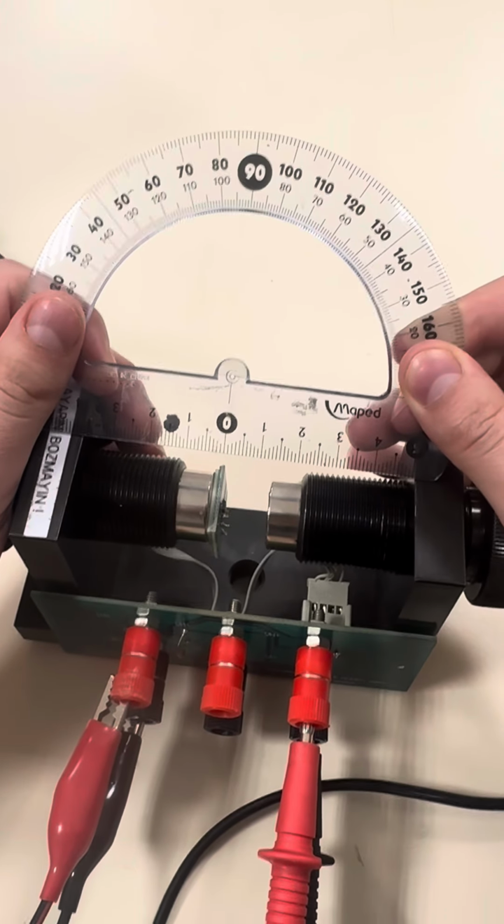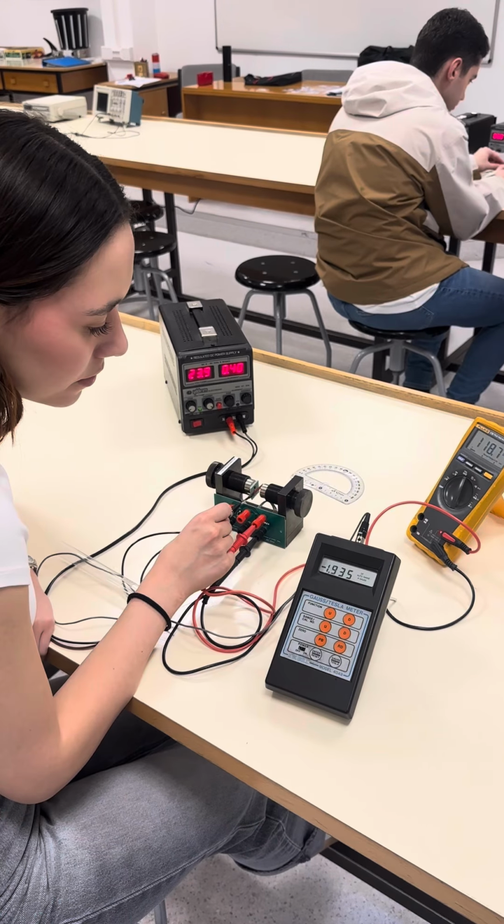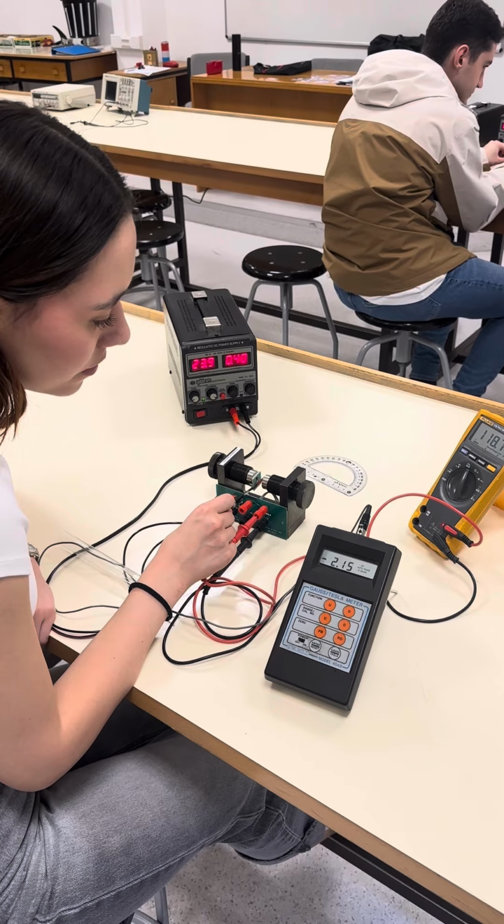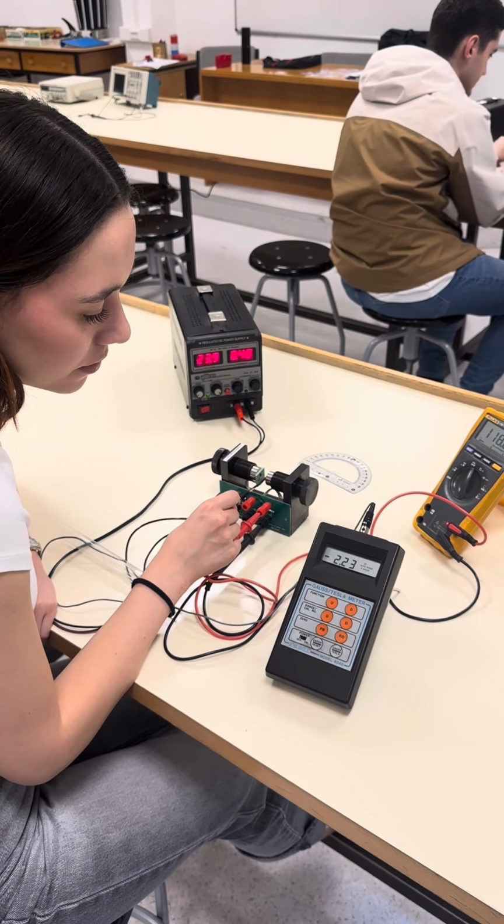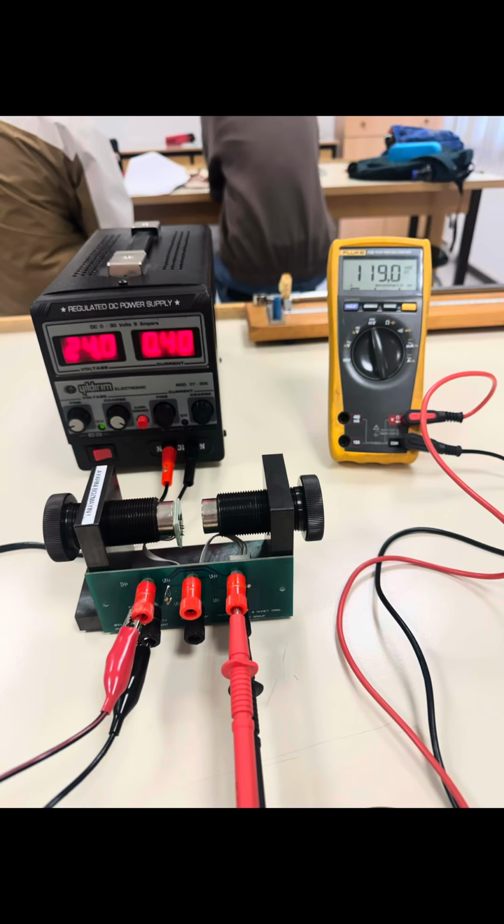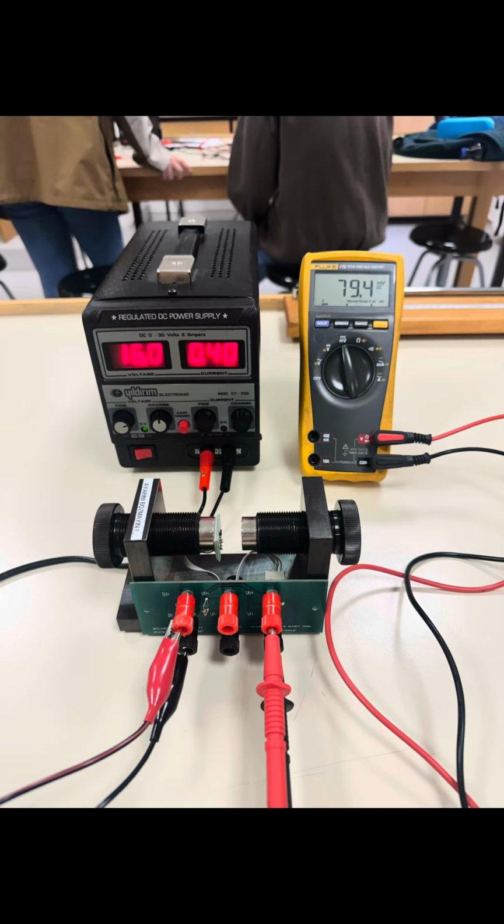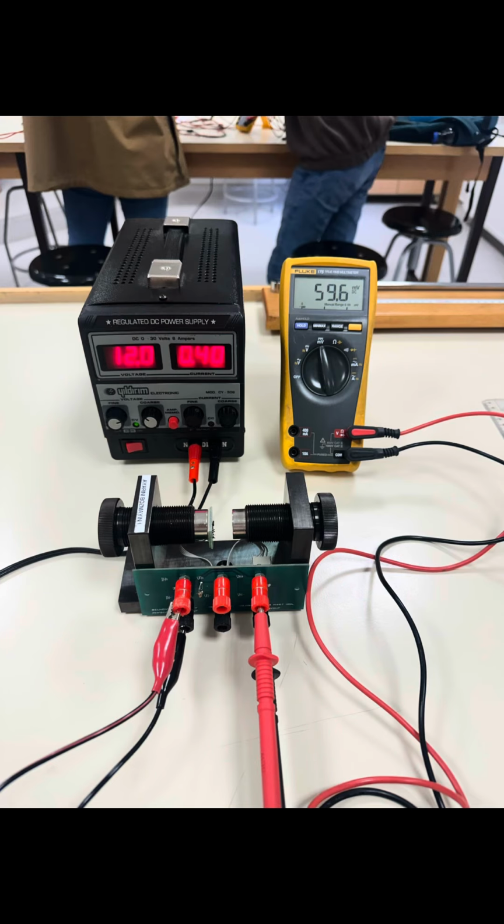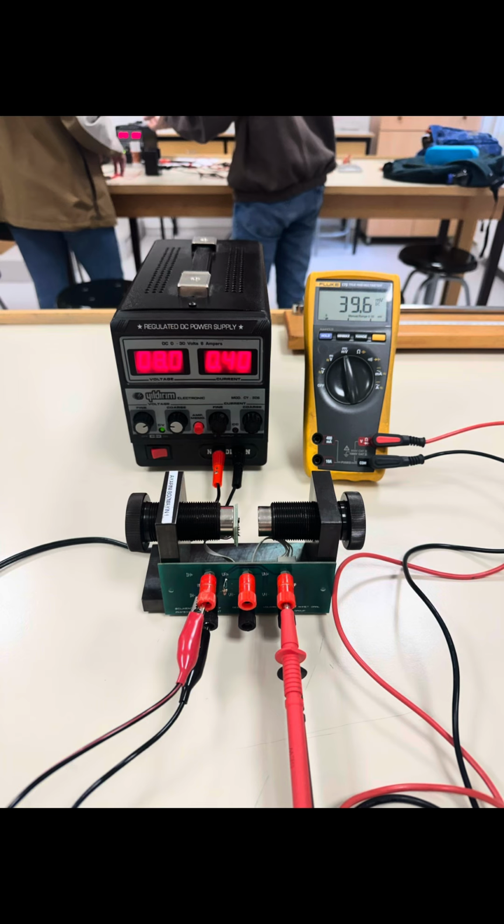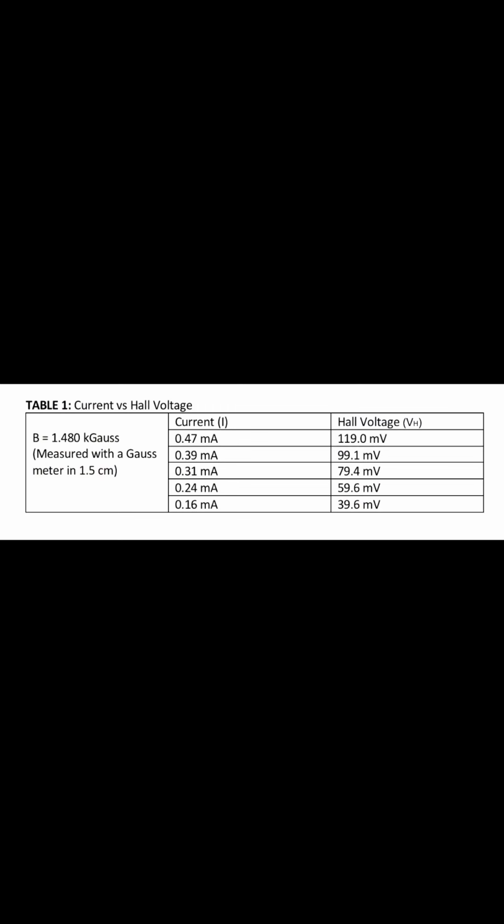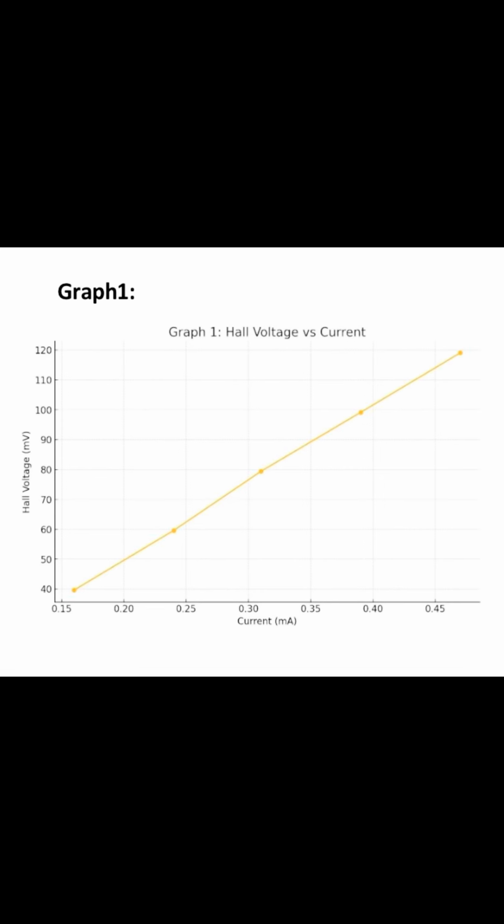First, I measured the magnetic field using the gasometer. At a 1.5 cm distance between the magnet poles, in part 1, I kept the magnetic field constant at 1.480 kG and decreased the current step by step. The Hall voltage decreased linearly from 190 mV at 0.47 mA to 39.6 mV at 0.16 mA. I used these to do my calculations and fill in graph 1 and table 1 for part 1.